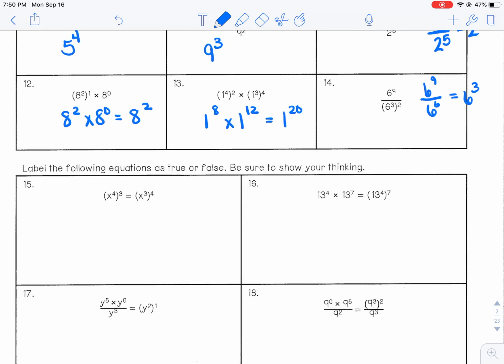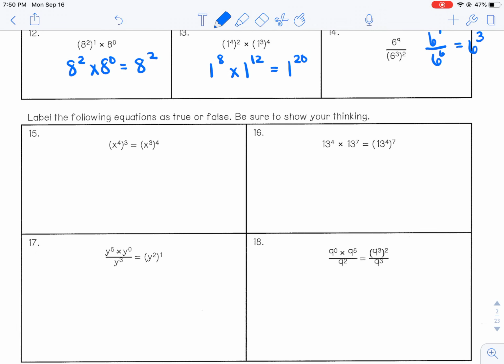All right. Now 15 through 18, okay, these are true-false questions and we have to describe why it would be true. So we're trying to see if x to the 4th power raised to the 3rd power is the same thing as x to the 3rd power raised to the 4th power. So both sides, the left side of the equal sign and the right side, are power to a power rule. So on the left side, x to the 4th raised to the 3rd power, we're going to multiply those. That's going to give me x to the 12th power. On the right side, x to the 3rd power raised to the 4th, guess what that gives me? x to the 12th power.